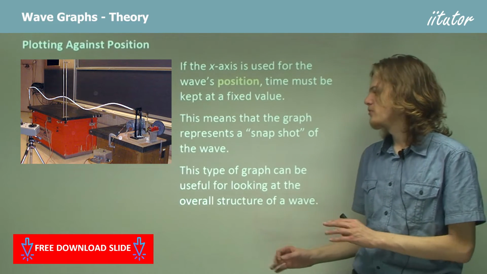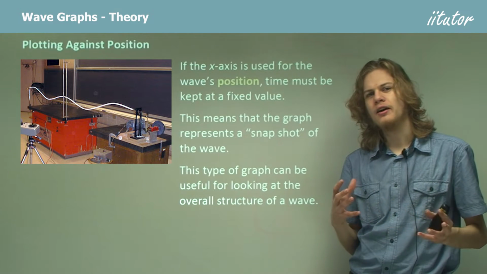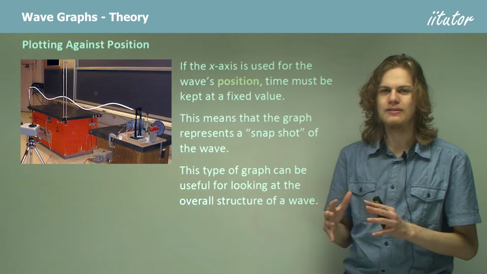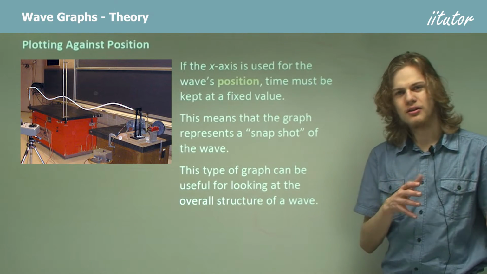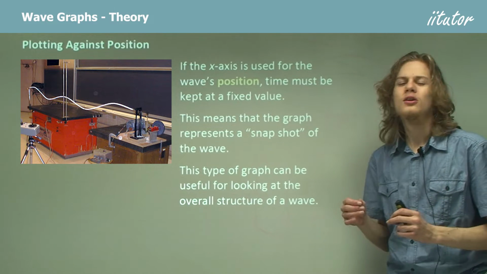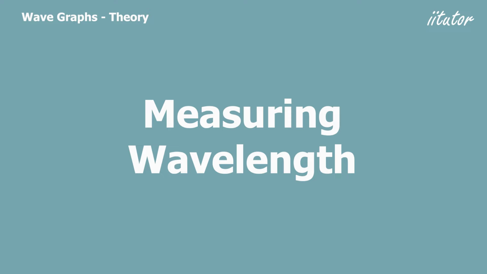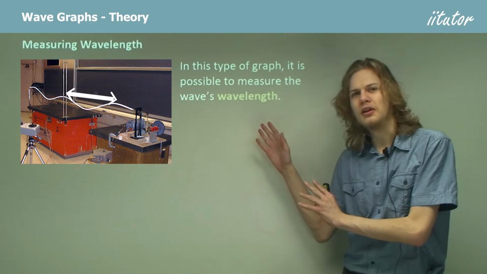This type of graph is useful for looking at how the wave looks overall. It's good for getting a big overview of what the entire wave's state is at a particular point in time. And if we can measure certain properties of this graph, we can learn certain things about the wave. In particular, it's possible to measure the wavelength of the wave.